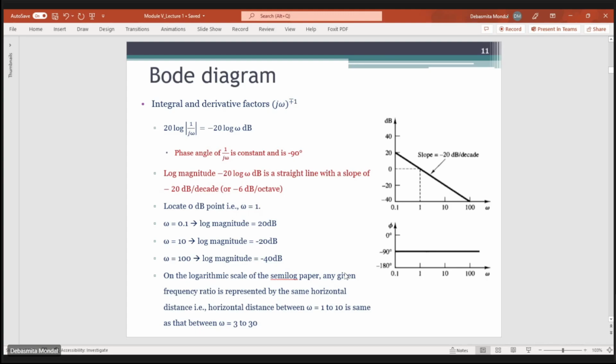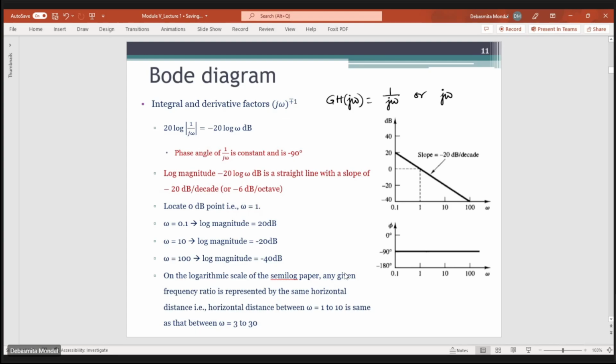Okay, so now we have G H(j omega) equal to 1 by j omega, or simply j omega. Let's first take the case of 1 by j omega. So the magnitude curve will be 20 log of the magnitude of 1 by j omega. Since j omega is in the denominator, it will be given by minus 20 log omega, right? And the phase angle of G H(j omega) is the phase angle of 1 by j omega, which is nothing but minus 90 degrees, since j is in the denominator and you don't have any other factor. So the phase angle is minus 90 degrees.